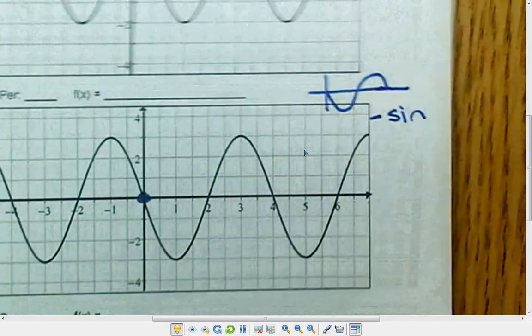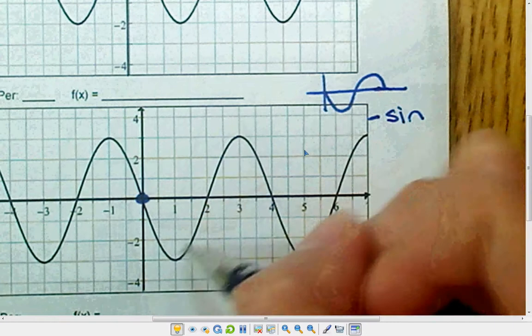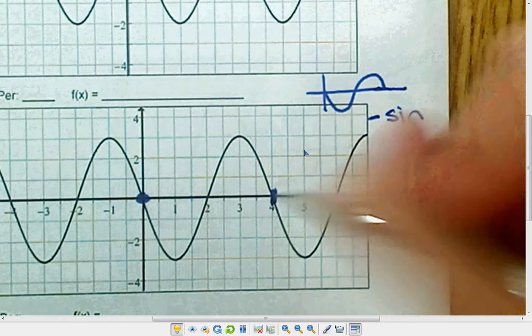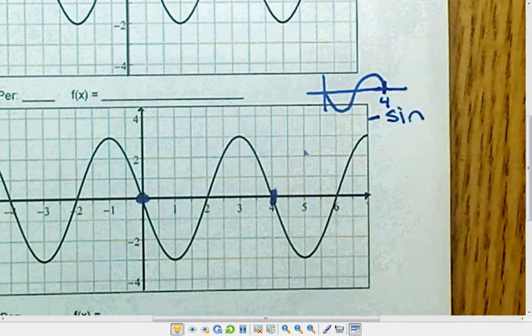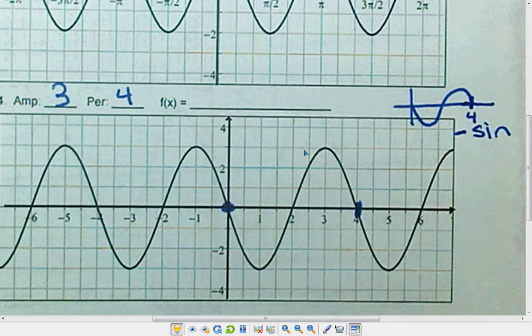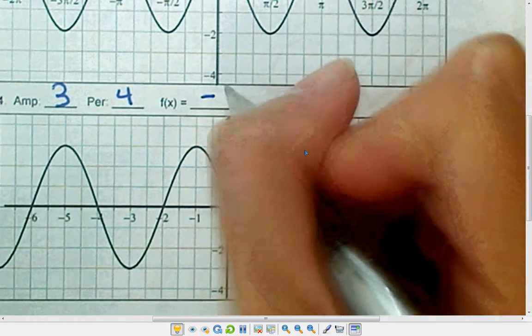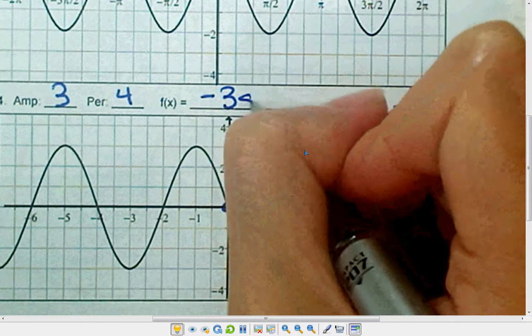Now our period, so this is what a full period looks like. So we want it to go down and then up, and so it stops right here, which is at 4. So I know I have a period of 4. So it's a negative sine, so I know it's the negative, and then my amplitude is 3, so this number goes right here in front of the sine.